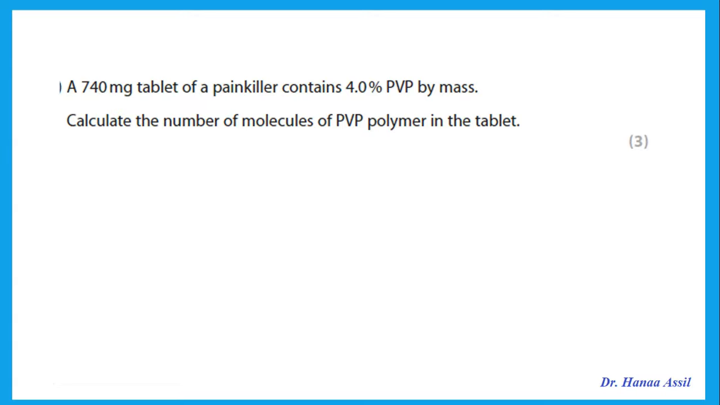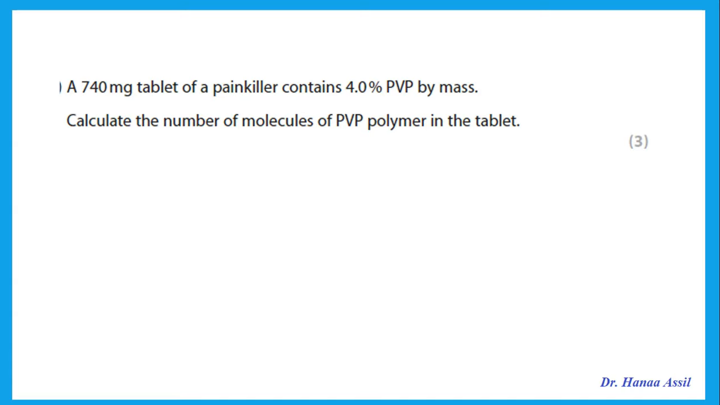This is another type of question where he says a 740 milligram tablet of painkiller contains 4% of a certain molecule, which he referred to as PVP, by mass.